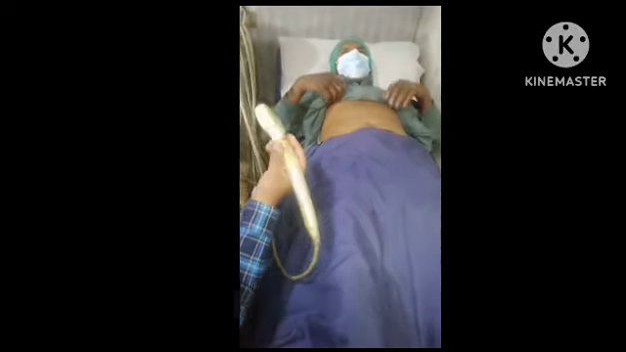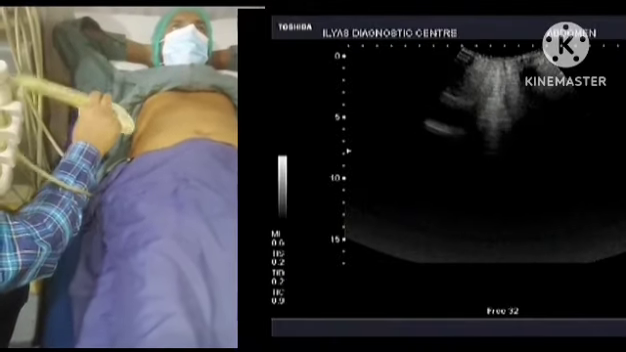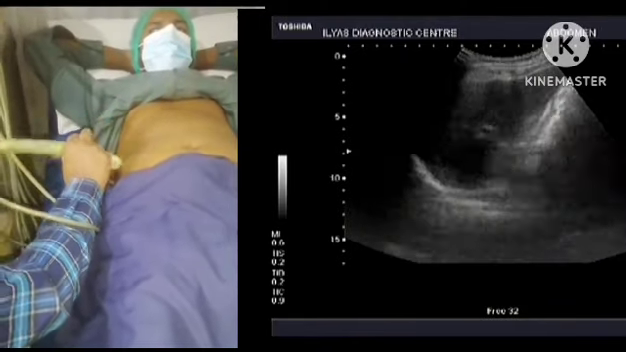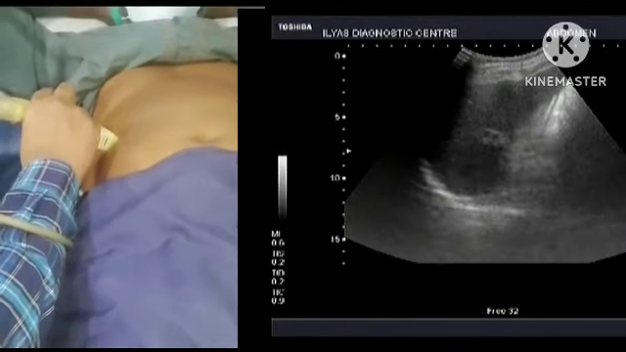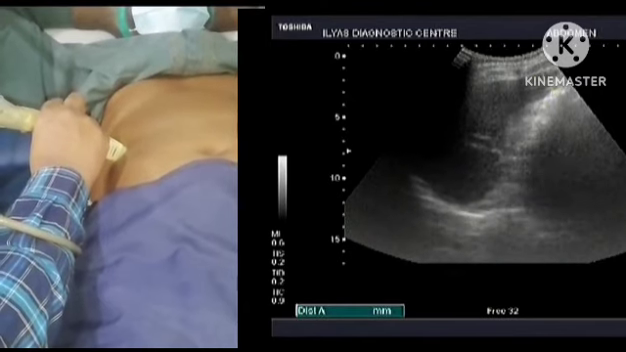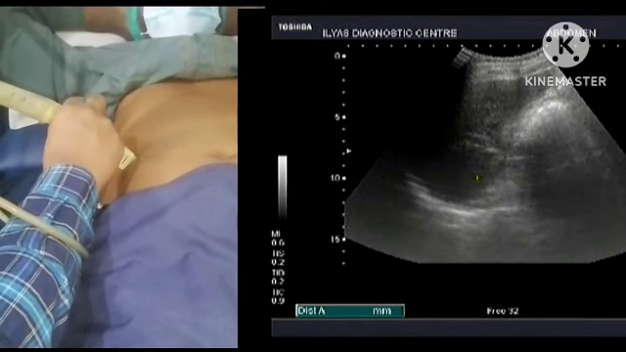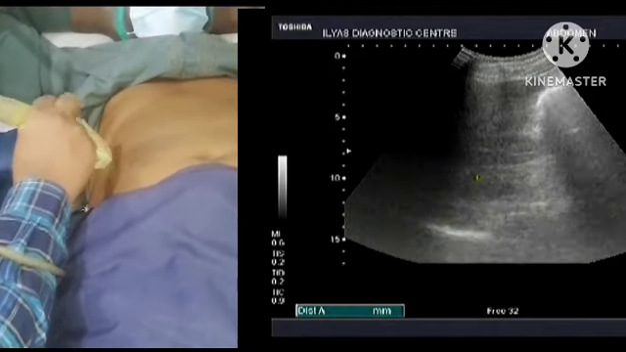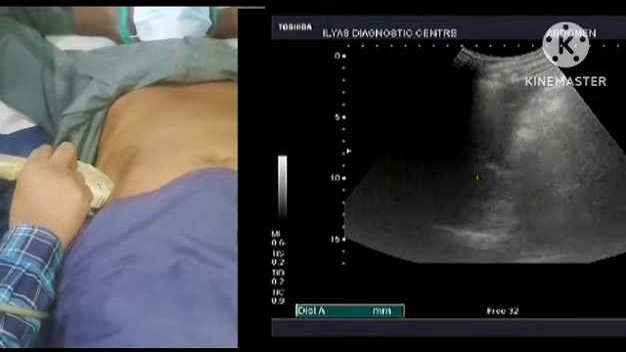In the same way as I have previously shown you, we will apply the gel, and now I will put my probe in the right lumbar region. Here I can visualize the liver. This is the liver, but right now the liver is not of my concern. So I will tilt my probe a little bit downward, a little bit. I'm saying a little bit, not too much, and I will move toward the mid axillary line like this.